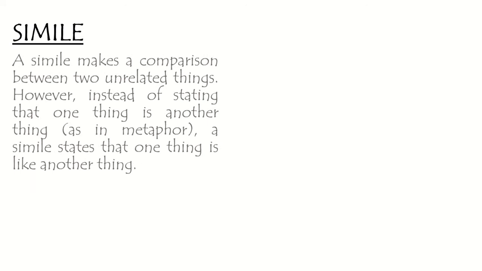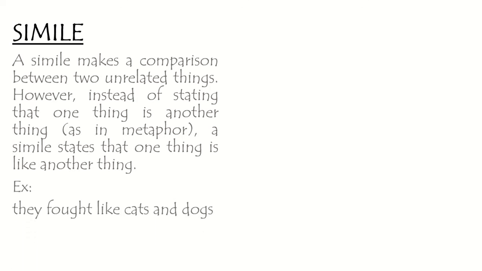First, let us talk about simile. A simile makes a comparison between two unrelated things. However, instead of stating that one thing is another thing, just like in metaphor, a simile states that one thing is like another thing. So basically, a simile uses cues or words such as like, as, and such as to enable us to have a comparison of two things.